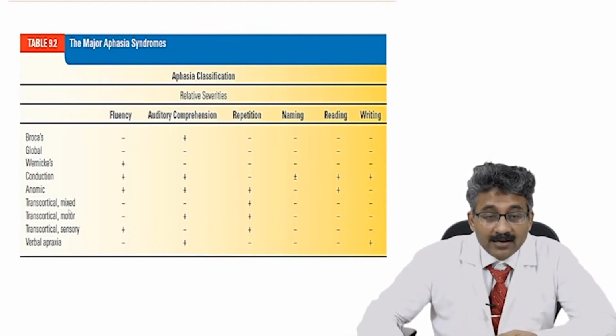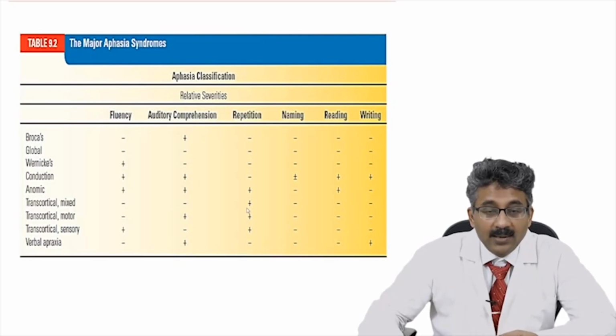Then there is a transcortical mixed where both fluency and comprehension will be abnormal, only repetition will be normal. Okay, these are some of the major aphasic syndromes. In the transcortical aphasias, repetition will be normal, remember like that. Otherwise, they behave like their motor and sensory counterparts. Okay, right. This is a major aphasic syndrome.